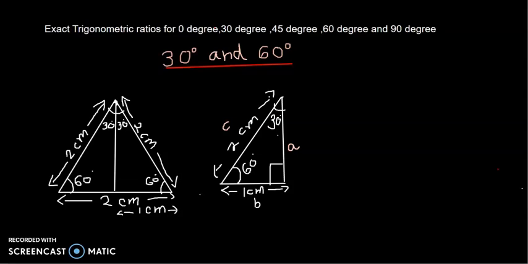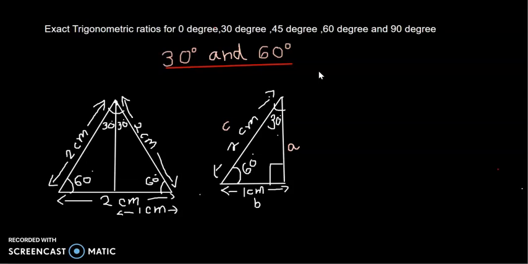This video is about finding exact trigonometric ratios for 30° and 60°. To find the exact trigonometric ratios for 30°, 45°, 60°, we take special right triangles. There are two special right triangles: one with angles 30°, 60° and 90°, and another with angle measures 45°, 45° and 90°.